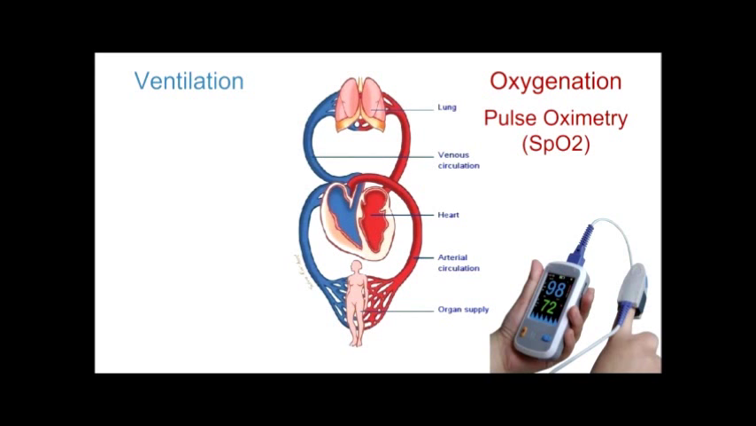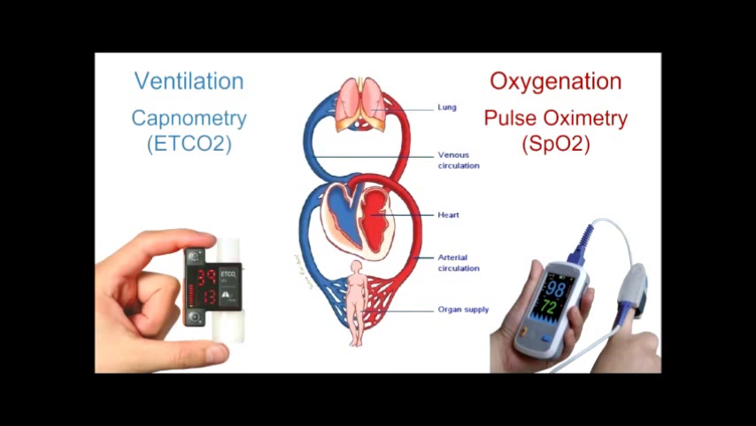This oxygen then goes into the muscles where an aerobic process happens, and a byproduct of that is CO2. The CO2 then goes back into the bloodstream, and we're able to breathe it off through ventilation, and we're able to measure that through capnometry, and that will be an end-tidal CO2.